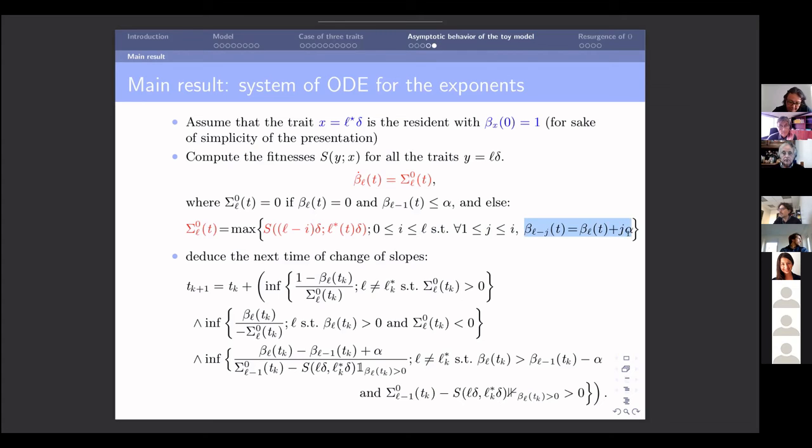So you need to have only exponents which have a distance alpha in between. So beta L minus 1 should be equal to beta L plus alpha for immigration to potentially govern the dynamics, and L minus j should be distant from beta L by j alpha. Okay, and now the update rule for the time of change of slope is governed by the three cases I described. This is why I have the infimum between three terms. Each of them corresponds to one of the previous situations. Let me not explain it.